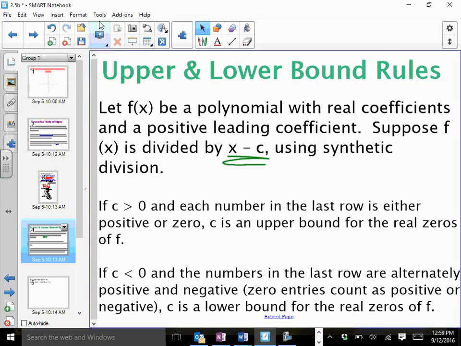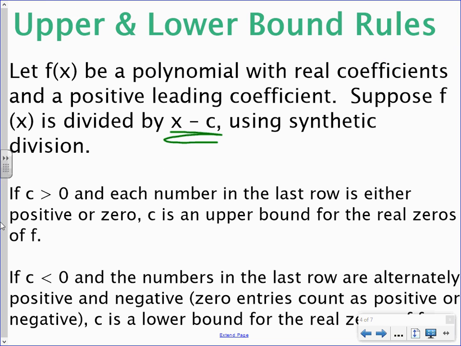All right, so now that we're back, if we do synthetic division with a positive c value, and everything in our synthetic division, these numbers down here, are all positive or all negative, then c is an upper bound for the real zeros, which means when you go to pick your next zero, don't pick anything higher than that c value. It's an upper bound.